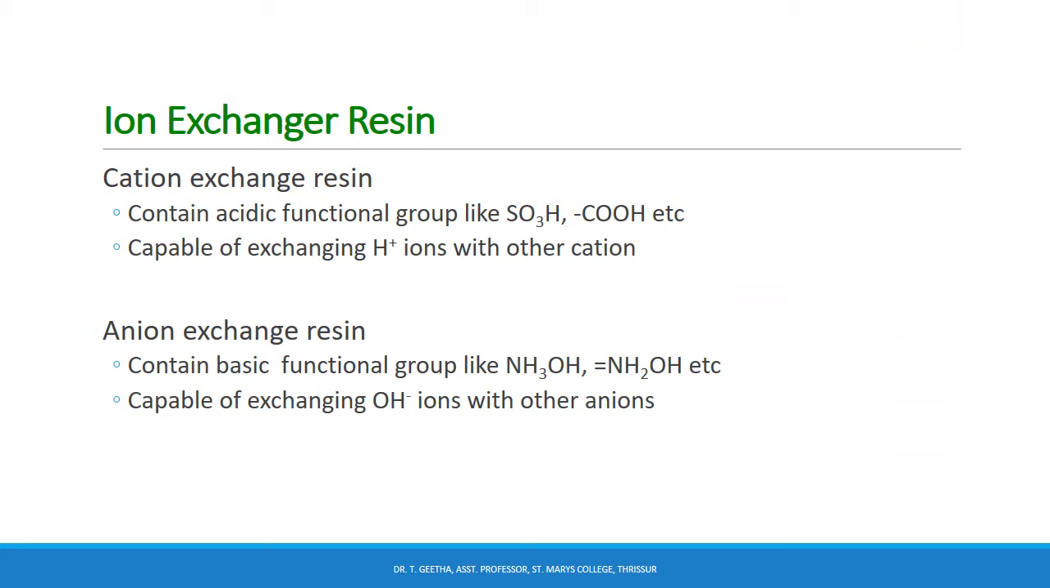Ion exchanger resin may be of two types, cation exchange resin or anion exchange resin. Cation exchange resin contains acidic functional groups like SO3H, COOH, etc., which are capable of exchanging H+ ions with other cations. On the other hand, anion exchange resin contains basic functional groups like NH3OH, NH2OH, etc., that are capable of exchanging hydroxide ions with other anions.